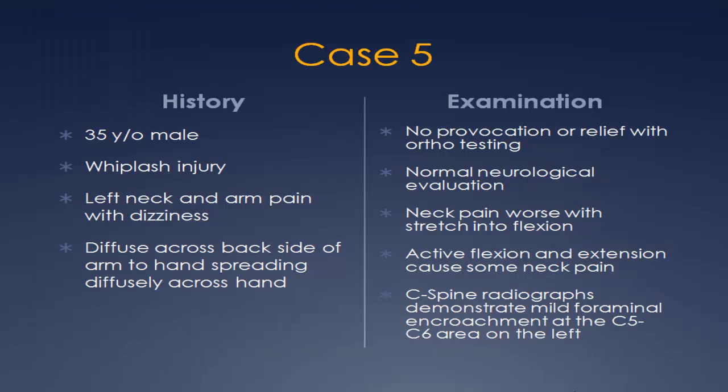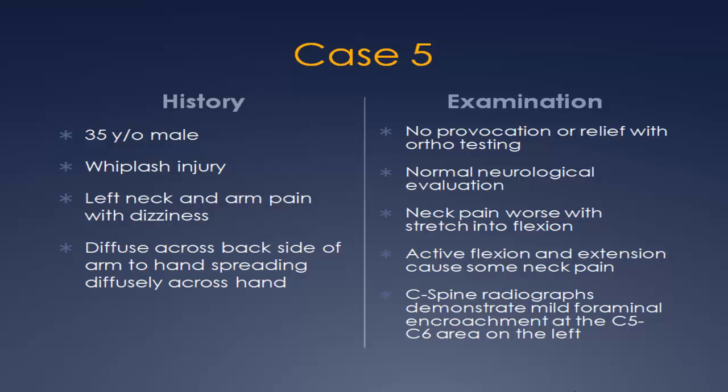Case number 5 is a 35-year-old patient who was involved in a car accident. There was a whiplash injury, and he's complaining of neck and left arm pain and some dizziness. The arm pain is diffuse across the back side of the arm to the hand where it spreads across the back of the hand. The arm pain is not made worse or relieved with any ortho testing. Neurological testing is also normal.